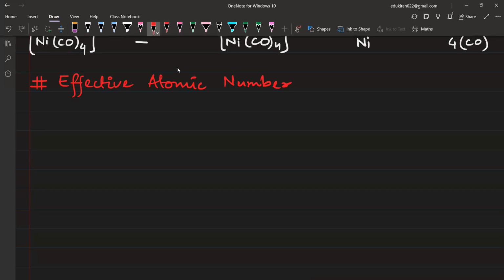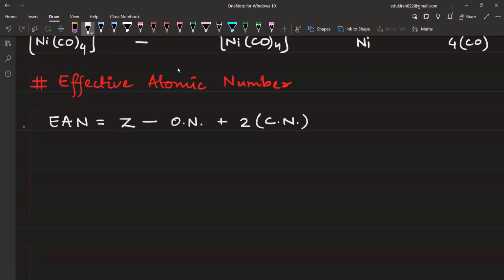Write it down. What is effective atomic number? There is a formula for effective atomic number. Effective atomic number will be equal to Z, that is the atomic number, minus the oxidation state or the oxidation number, which is the primary valency, plus 2 times the coordination number, which is your secondary valency, coordination number, that is the secondary valency.